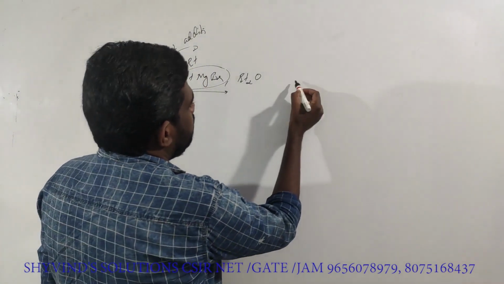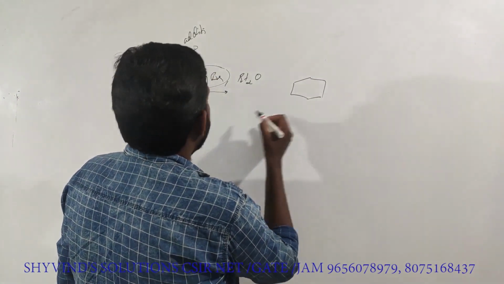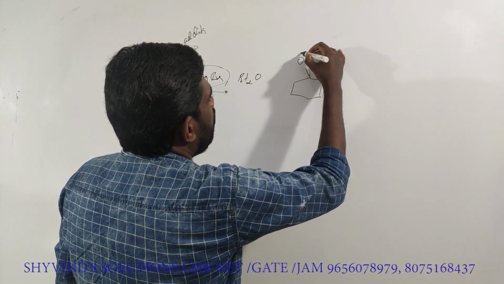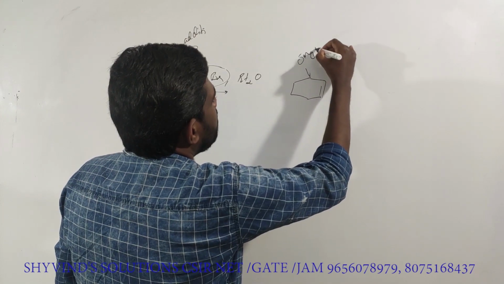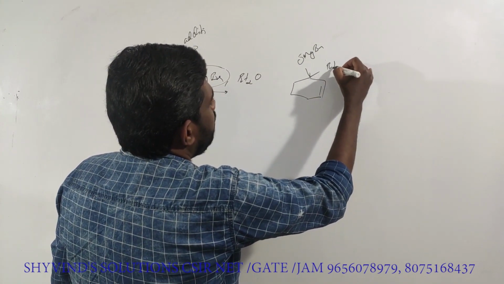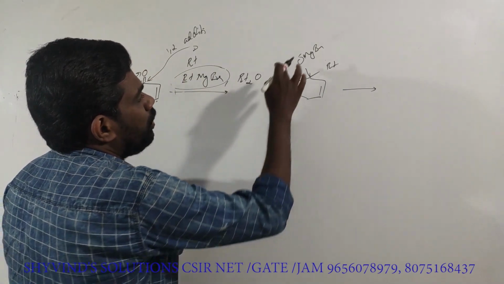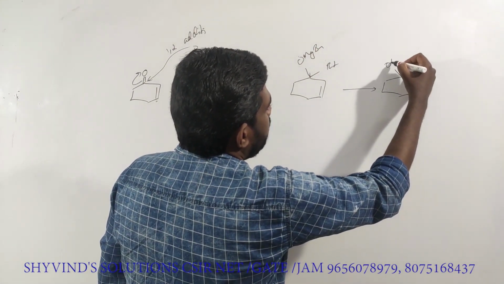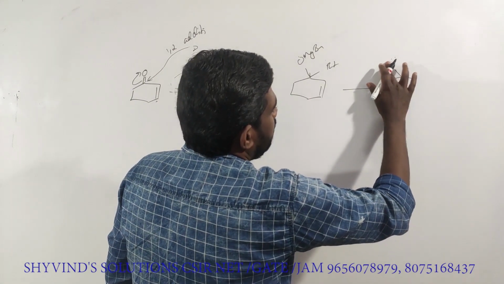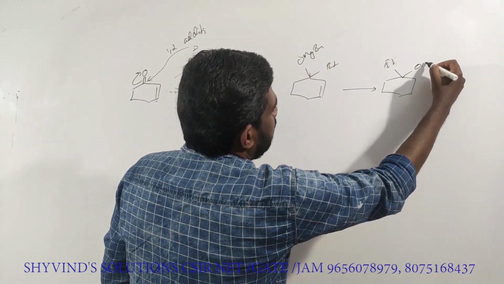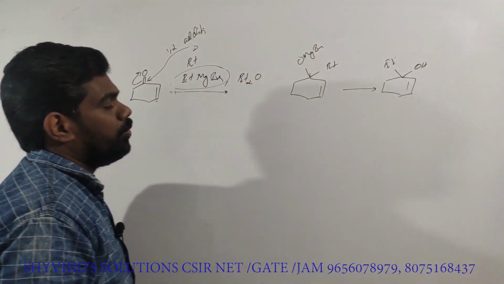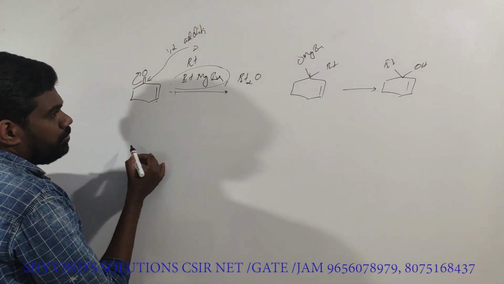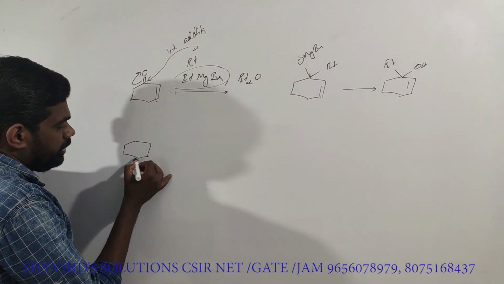If it undergoes 1,2 addition, the product will be like this. So it will become OMgBr and Et will be here. Ultimately we know OMgBr will become OH, so I write OH here. Now what is the next reagent given? CrO3. So now we have to treat this one with CrO3.